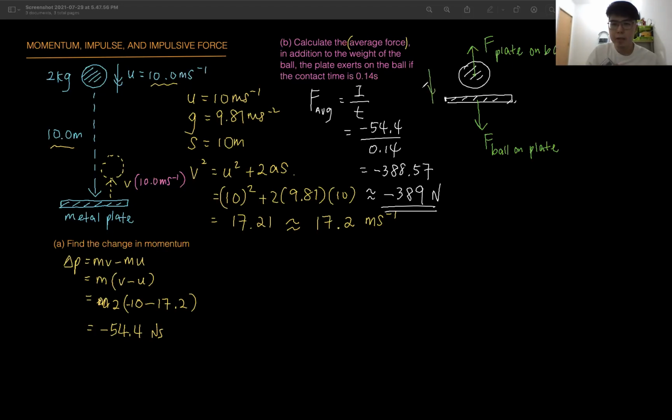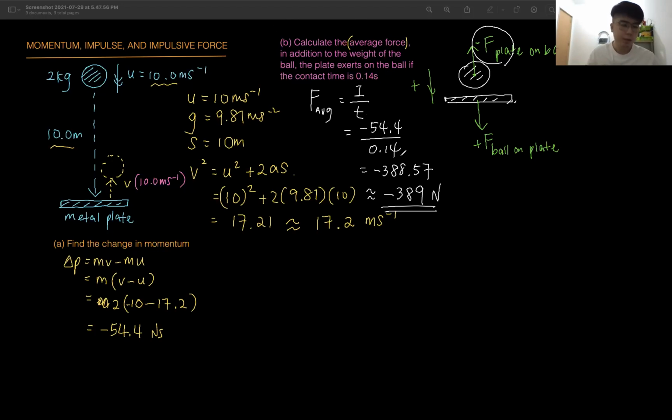Since we are taking downward as positive, this force is negative and this force is positive. So you are calculating this one here, not this one. Although they are the same in magnitude, sometimes you have to be very clear which force you are calculating. It is the upward force that you are calculating, and this force is acting on the ball, not on the wall. There's a difference. So this force, negative 389, is acting on the ball.